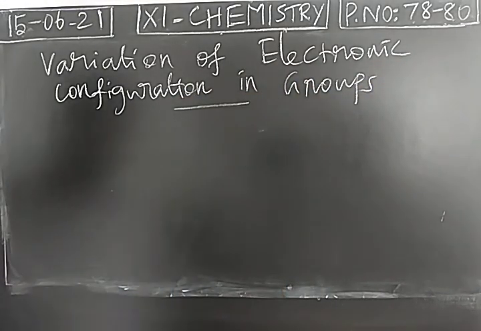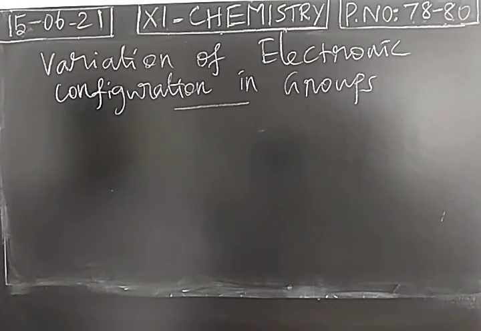So last class we completed variation of electronic configuration in periods. In each period, what is the available orbital, how many elements can be present, and what is the first element and the last element with its configuration. The same way, in the modern periodic table, we are going to consider the groups.